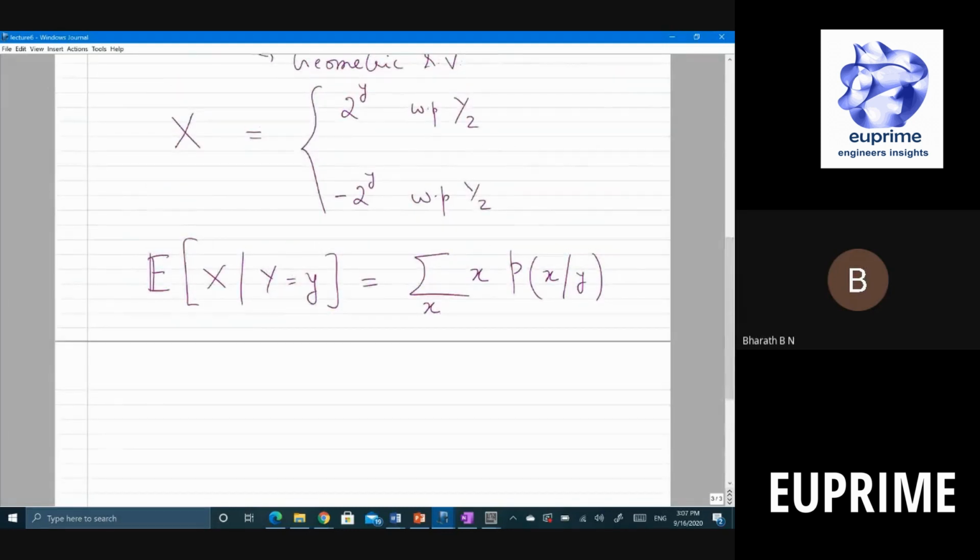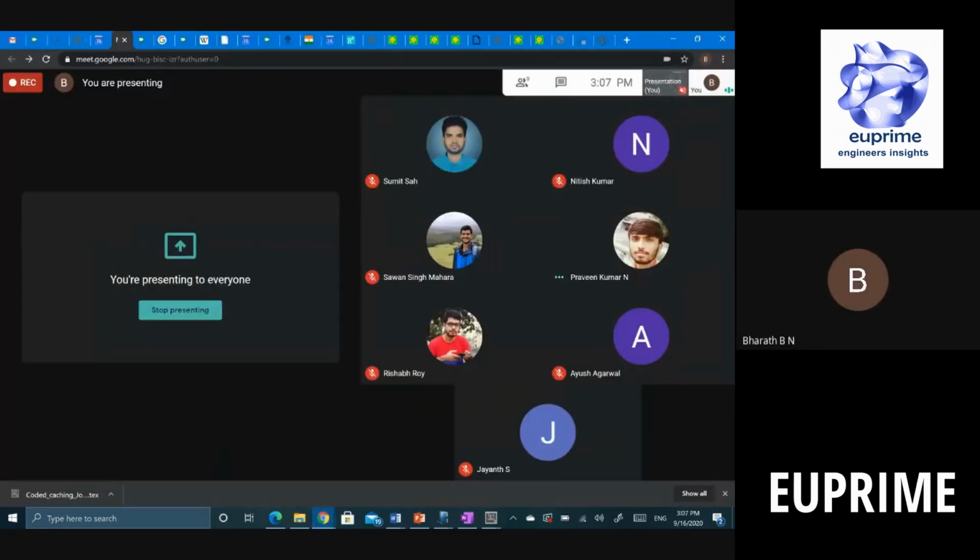Expected value of X, the average of X when Y is given. Suppose Y is equal to 1. You draw samples and Y happens to be 1. What is the expected value of X when Y is 1? Given Y is 1. Sumit, can you tell me? 0. Who said 0? Praveen. Okay. Can you tell me why it is 0, Sumit? Or why not it's 0?